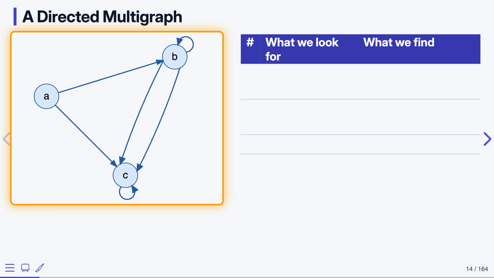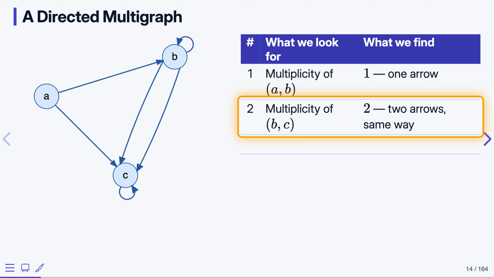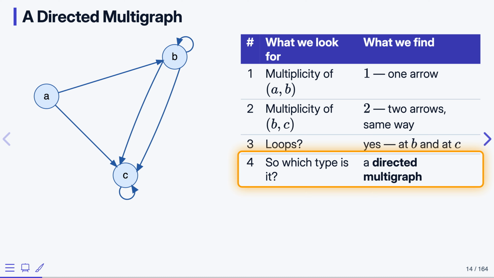Now the same reading on a busier picture. Step 1. Look at the pair A to B. How many arrows run that way? Just one, so its multiplicity is 1. Step 2. Look at the pair B to C. 2 arrows run that way, both from B to C, so its multiplicity is 2. Step 3. Are there loops? Yes, there is a loop at B and a loop at C. Step 4. Arrows repeated in the same direction plus loops. That makes this a directed multigraph.